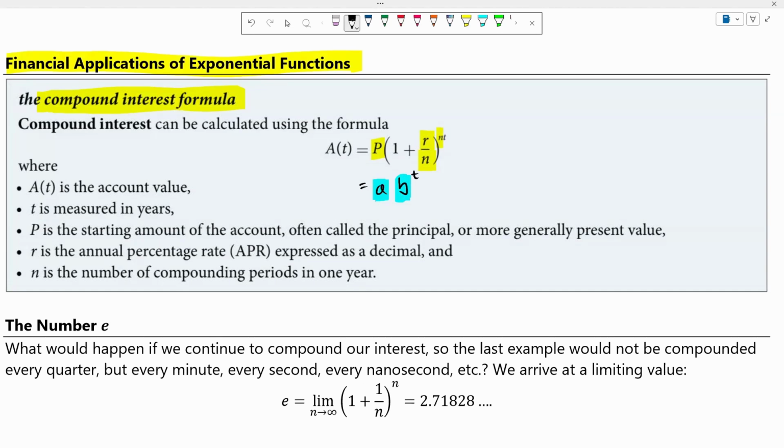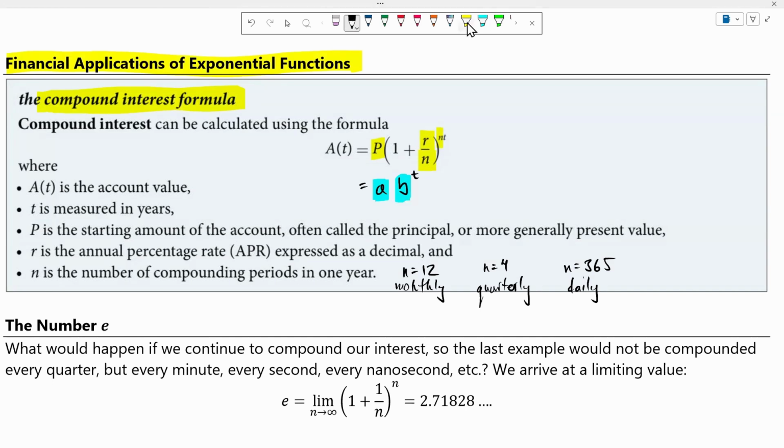So for example, right, N equal 12, right? This is monthly. N equal 4, right? This is quarterly. N equal 365, this is daily. Okay, all of these have different usefulness in the financial world.